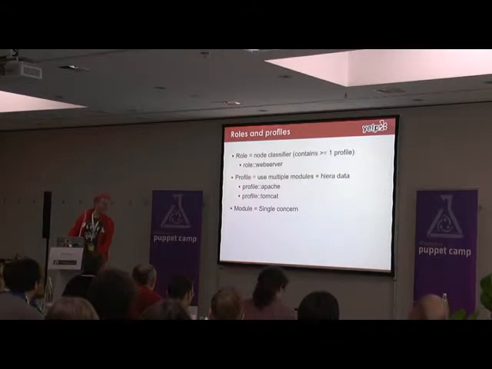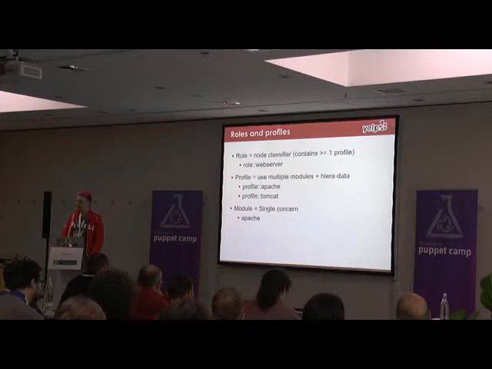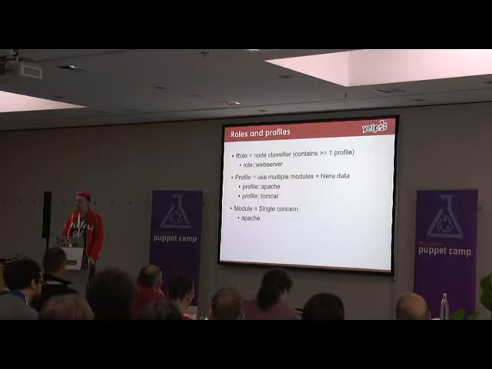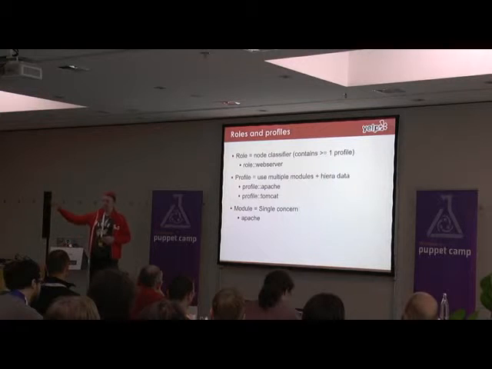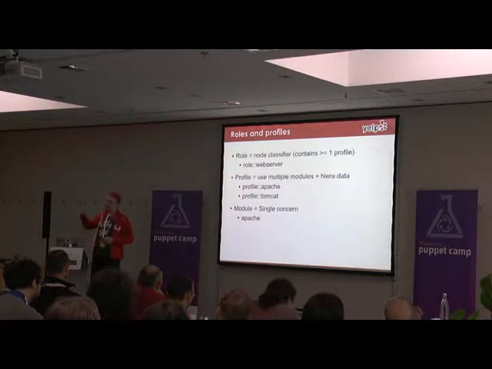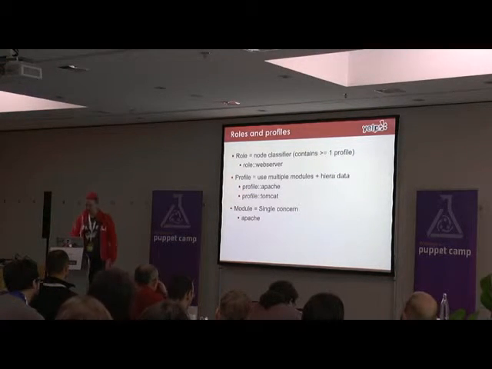Okay, and then an individual module that isn't a role or a profile should be a single concern. The Apache module, for example, should not deal with shipping your logs to S3. If it does, you're doing it wrong. Which is why you have a profile Apache module, and the profile Apache module can pull in the Apache module and the ship logs to S3 module. And you have three levels, and it suddenly makes sense.